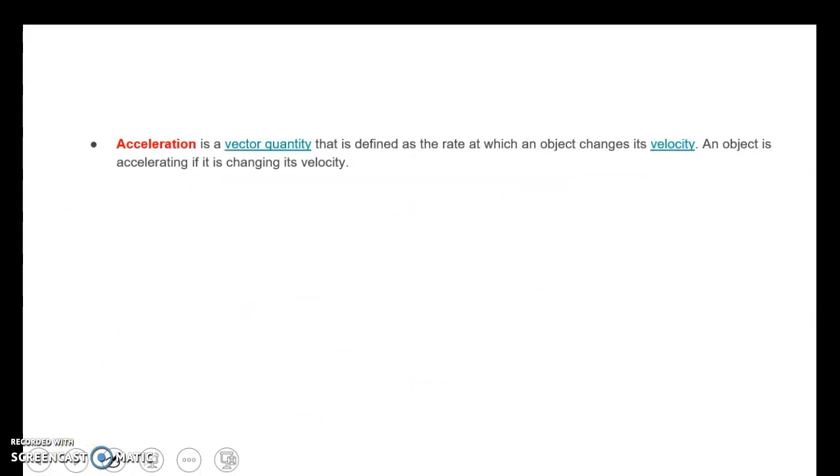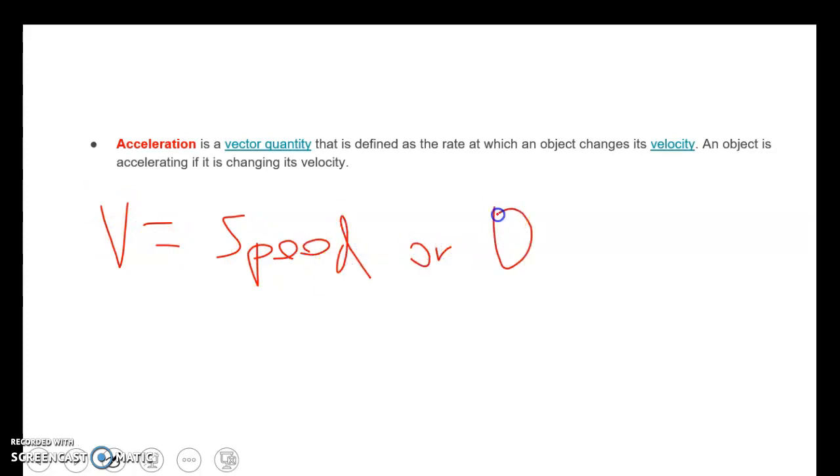And lastly, acceleration. Acceleration is also a vector quantity that is defined as the rate at which an object changes its velocity. An object is accelerating if its velocity is changing. So, a couple things. Velocity, remember, could be speed. So anytime our speed changes, we change our velocity. Or it could be anytime we change direction. Because velocity as a vector is speed or direction.